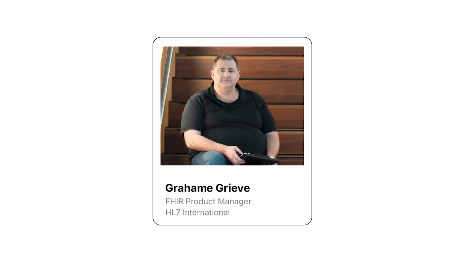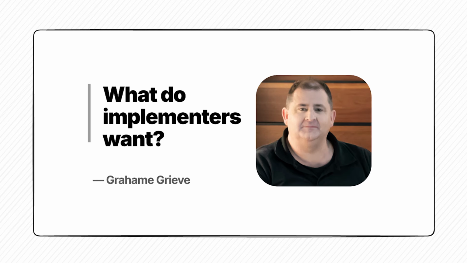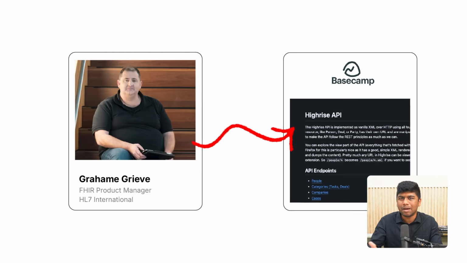The second track was led by Grahame Grieve. He decided to ask a different question, what do implementers really want? He looked outside of healthcare for inspiration, and the HiRISE API by Basecamp really stood out. Grahame asked, what if healthcare could look like this? His plan was pretty simple, keep what worked in V3, the data types and the vocabulary, but deliver it in small, composable, web-friendly resources.